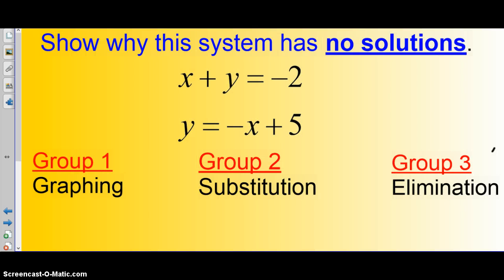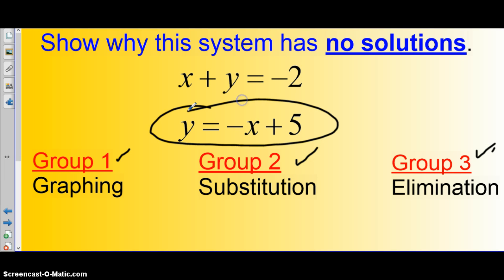So just taking a look at an example of a system that doesn't have any solutions and how you can show that. You can certainly graph to see if you have a solution or not. That would indicate, are they parallel? Do they cross? If they don't cross, and they don't have the same line, then they have no solutions. You can use substitution, and you can certainly use elimination.